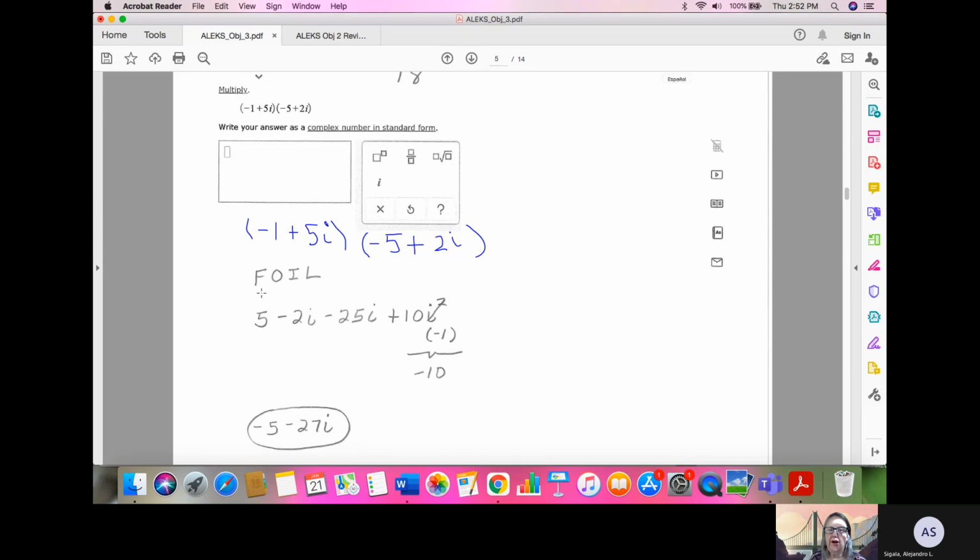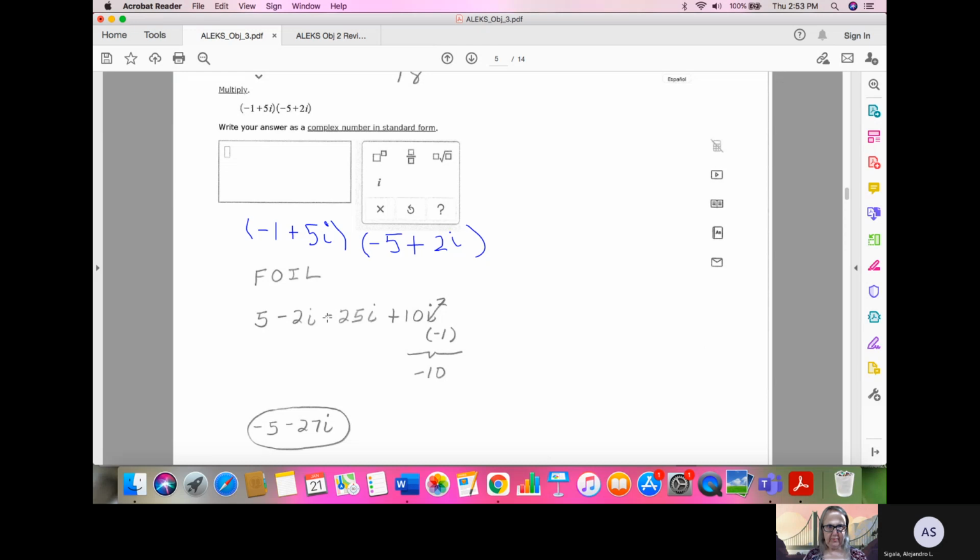So yeah, we want to FOIL. So it's first, outer, inner, last. In the first two, we have negative times negative, which is positive. 1 times 5 is 5. The outer two is -1 and 2i. So it's a negative times a positive, which is a negative. And we have 1 times 2i. 1's the multiplicative identity, so we just have 2i.